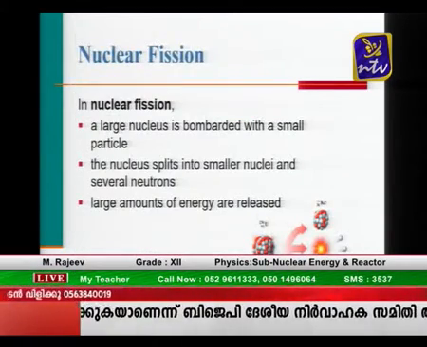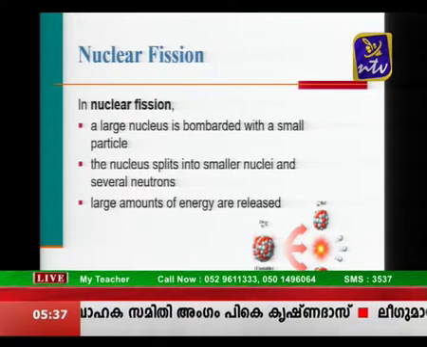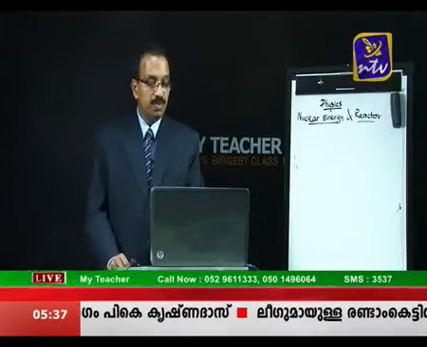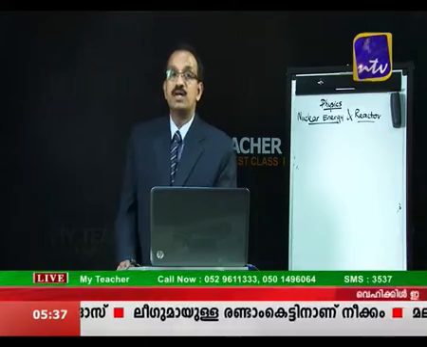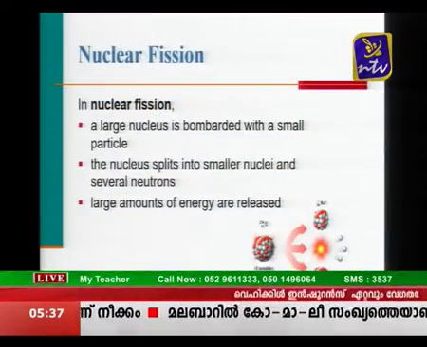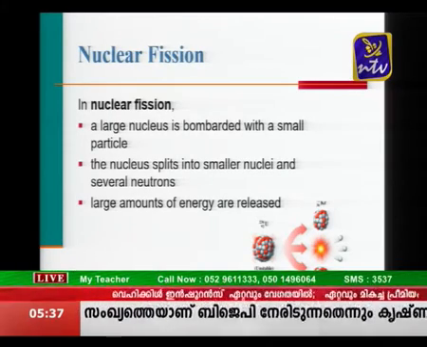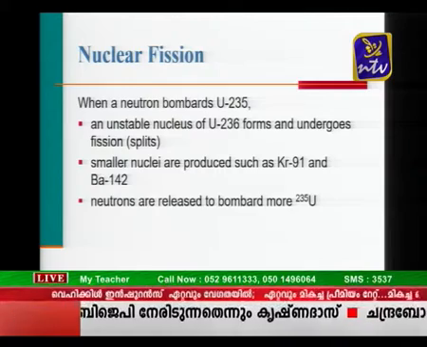Further, a large nucleus is bombarded with a particle. This is nuclear fission. The small particle is a neutron. The nucleus splits into smaller nuclei and several neutrons, and a large amount of energy is released. These are the things which we have discussed already, and an example also we have just mentioned.